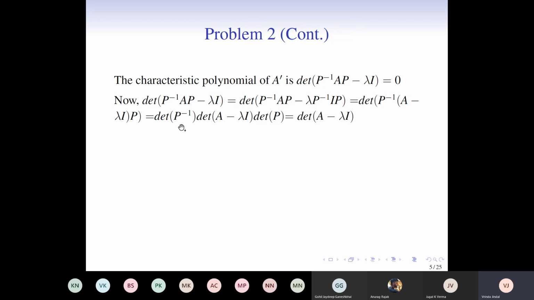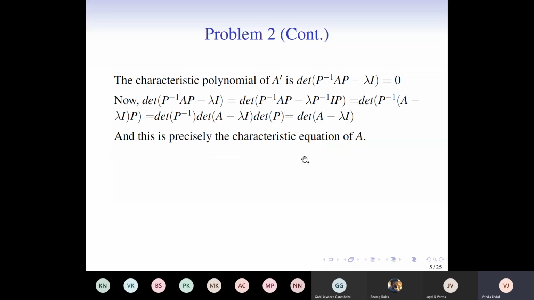And obviously the determinant of P is not equal to 0, so we won't get a 1 by 0 kind of division or anything, because P is invertible and non-singular. So this reduces to the determinant of A minus lambda I. If we equate this to 0, that is precisely the characteristic equation of A. So we have proved that the characteristic equations of A and A dash are the same, so their eigenvalues will be the same.